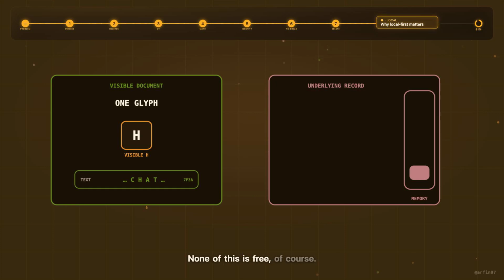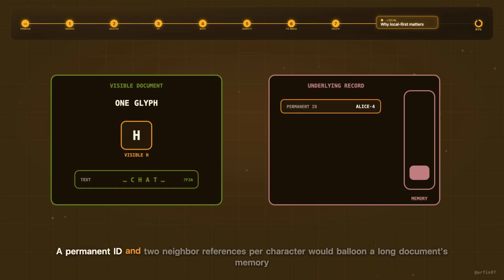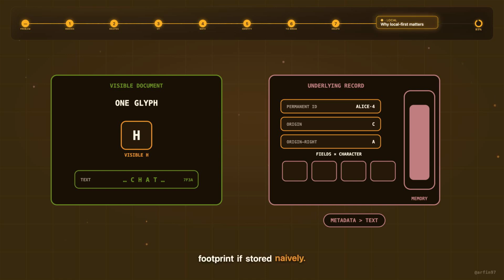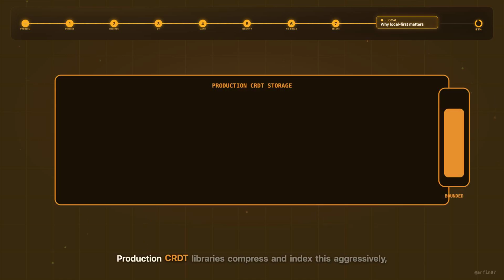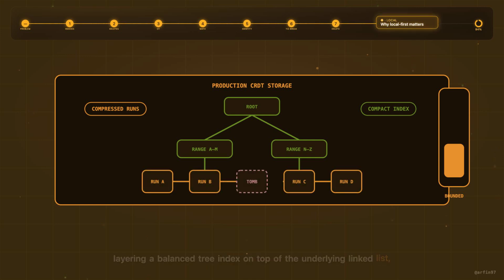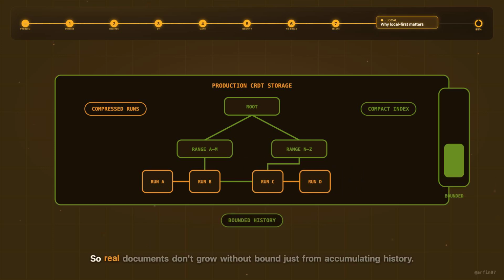None of this is free, of course. A permanent ID and 2 neighbor references per character would balloon a long document's memory footprint if stored naively. Production CRDT libraries compress and index this aggressively, layering a balanced tree index on top of the underlying linked list, and periodically garbage collecting old tombstones. So real documents don't grow without bound just from accumulating history.